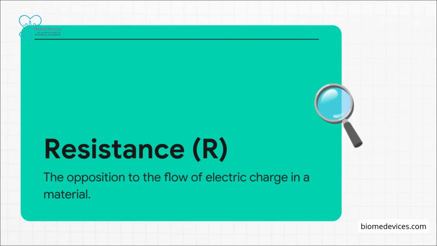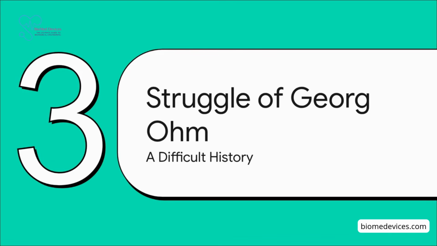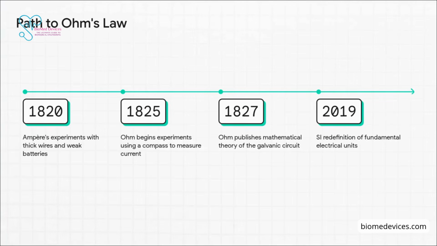Now that we have a solid intuitive grasp on these concepts, let's shift to section 3, the struggle of George Ohm. Because these clean, elegant definitions we rely on today, they were actually born out of a very messy and difficult history. Picture this. It's 1825 and George Simon Ohm is just a 28-year-old high school math and physics teacher in Bavaria. He starts experimenting with electric circuits. But at the time, the batteries available were incredibly weak and totally inconsistent. They'd often just die out within minutes.